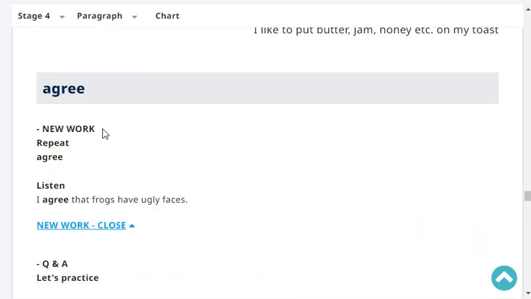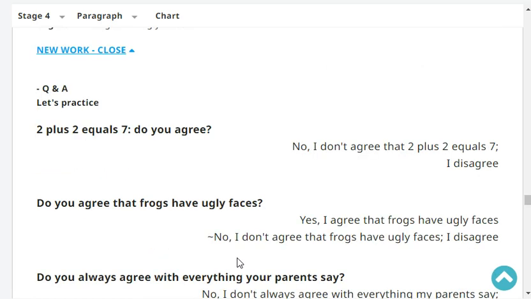Next, repeat: agree. Okay, listen. I agree that frogs have ugly faces. Okay, let's practice. Two plus two equals seven. Do you agree? No, I don't agree that two plus two equals seven.